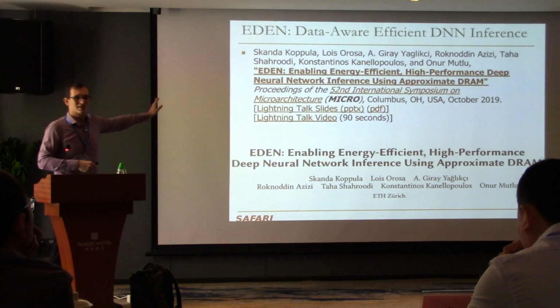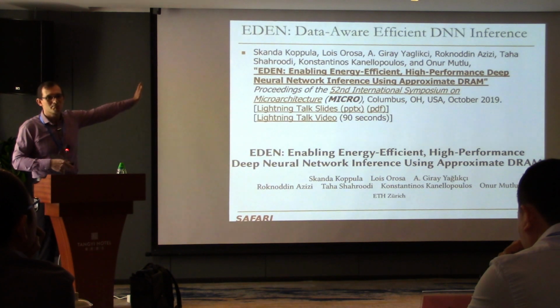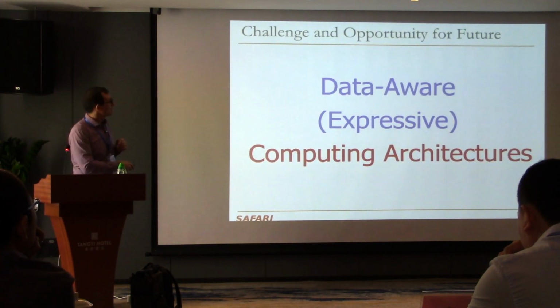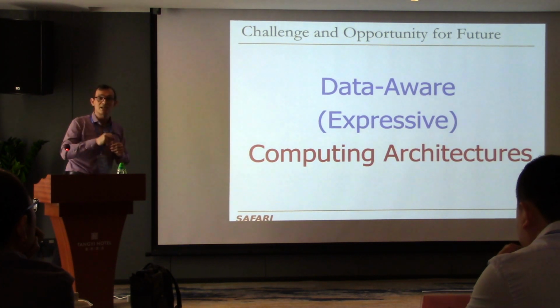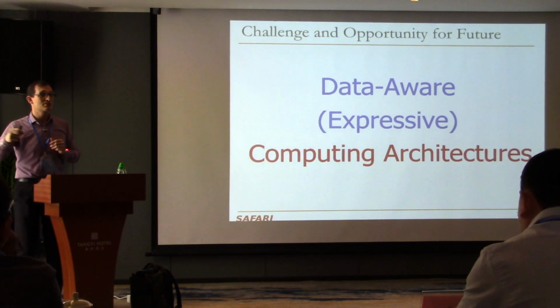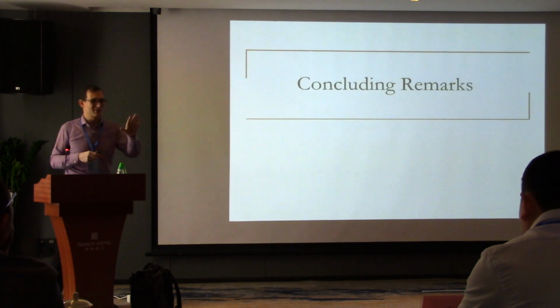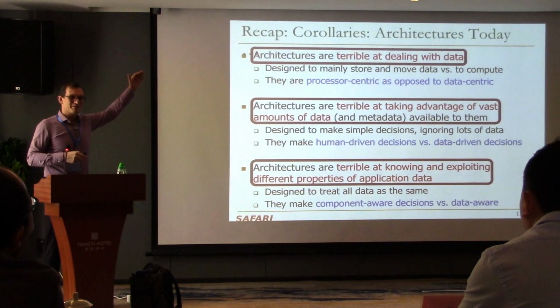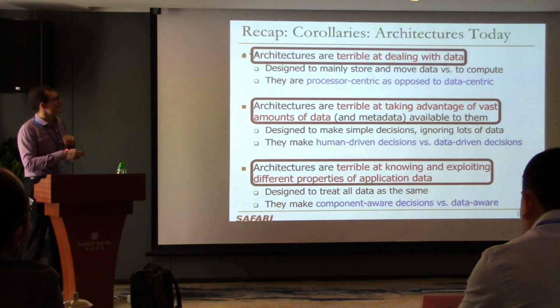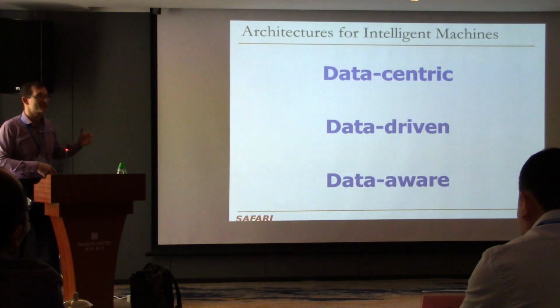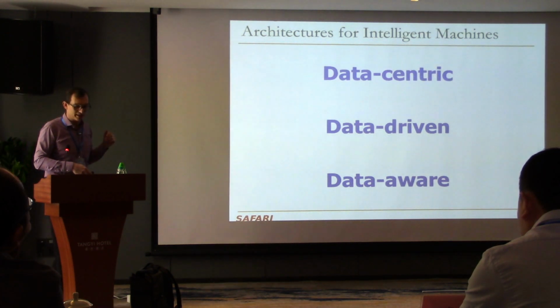And you get performance and energy improvements that are significant in the end. Okay, but all of this comes with an expressive architecture where you can communicate the requirements of the data into the underlying architecture. Now I'm going to conclude. So, basically, this is a recap. These are the architectures that we designed today. I'm not going to go over this, but I think we can design much better architectures for intelligent machines that are data-centric, data-driven, and data-aware.